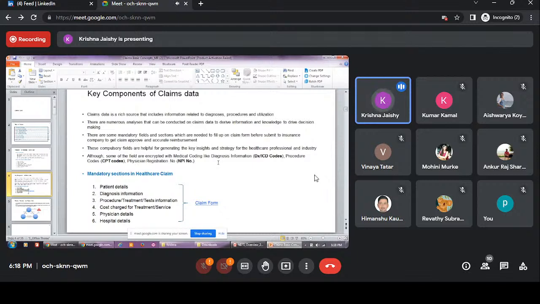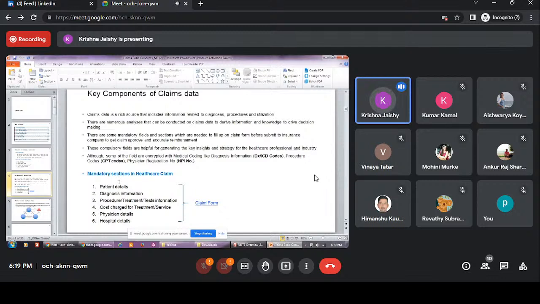So, after claims, these companies will use ICD codes, right? So a diagnosis has been done. It will be segmented only by using this international classification of diseases code. Using this only, they will be able to segment the treatments or the surgeries. Okay, that's why ICD codes are used. Then there will be procedure codes, CPT codes. There will be a physician registration number, that unique number, unique to the physician.